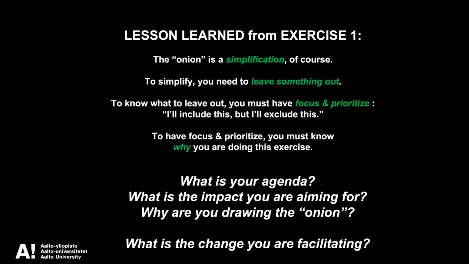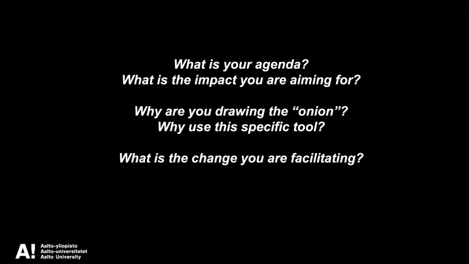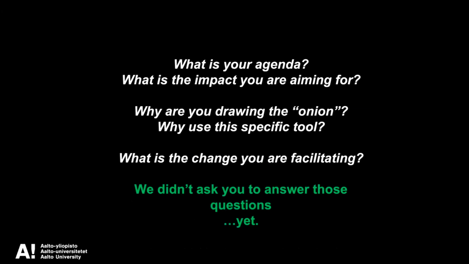As a change agent, change leader, what is your agenda? Why are you doing this change? What is the change you're doing? What's the impact you're aiming for? Why are you drawing the onion? Why do you need to understand the context? Once you have these answers, it becomes easier to make those simplifications because you're actually clarifying some kind of message, some kind of a point, some kind of a context. What's your agenda? What is the impact you're aiming for? Why are you drawing the onion? Why do you use this specific tool? What's actually the change that you are facilitating?